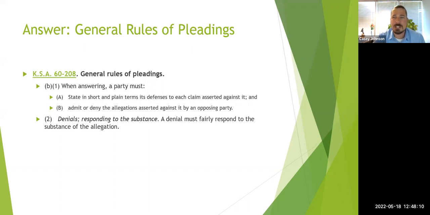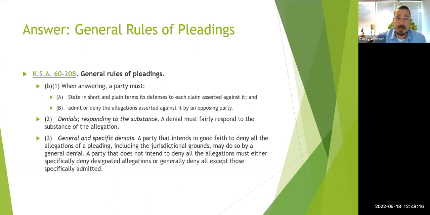Might be fine in limited actions court, but in civil court, if you're denying an allegation, you need to specifically say why. And if you don't know the answer, say that. You can say, lacks knowledge or information. That acts as the denial. So I always use that.